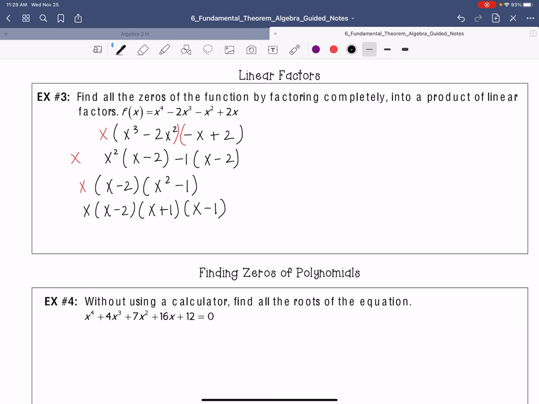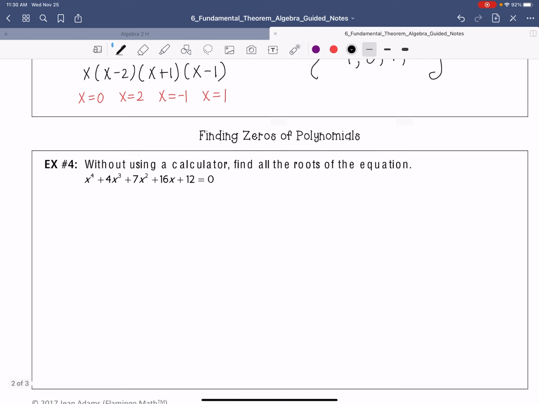Now we can easily solve this. So the first x will give me x equals 0. The next one will give me x equals 2. Then I'll have x equals -1 and x equals +1. So again, I like to put my answers in order. We have -1, 0, 1, 2. And beautiful.